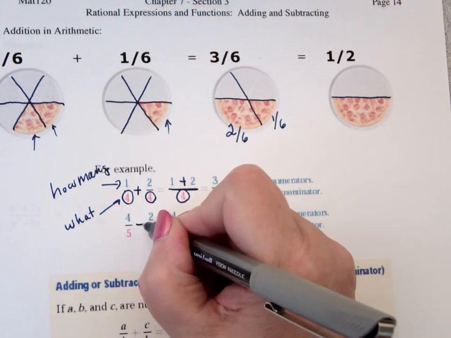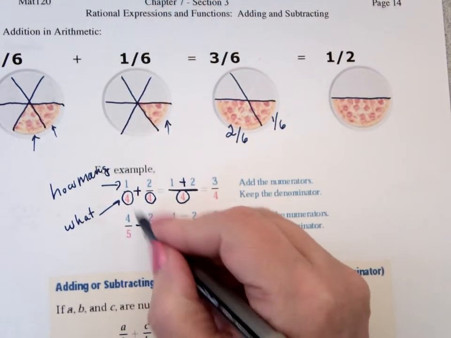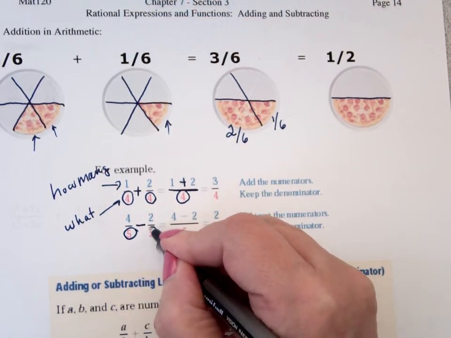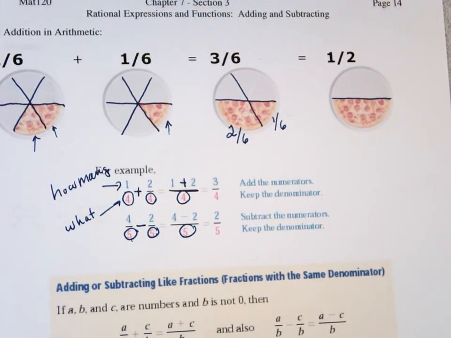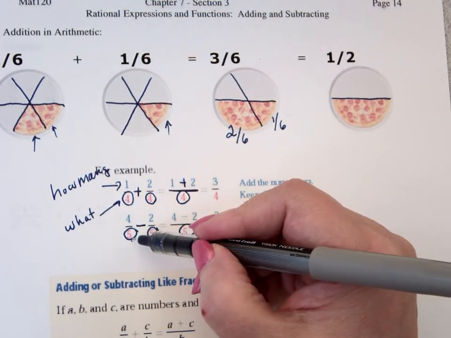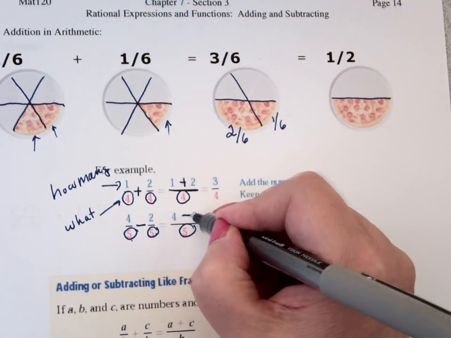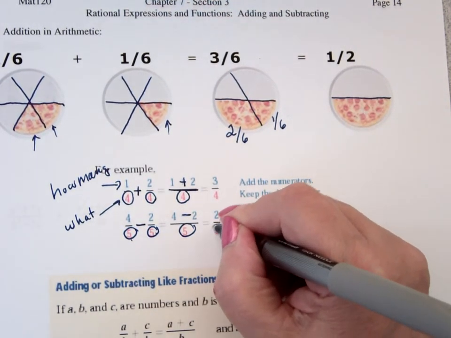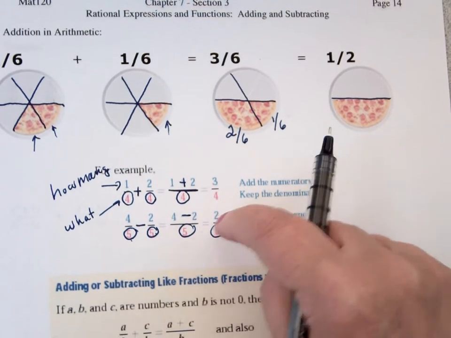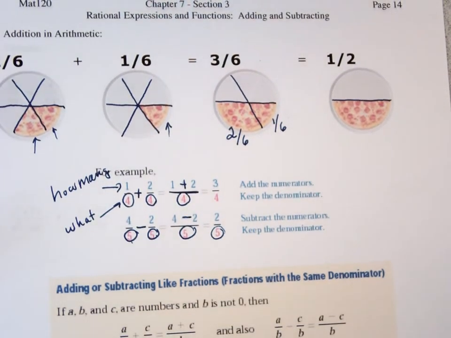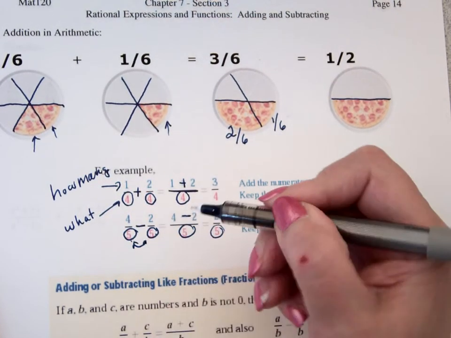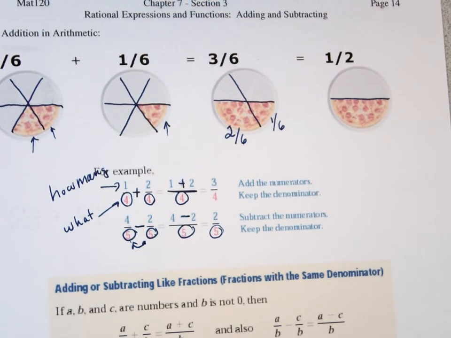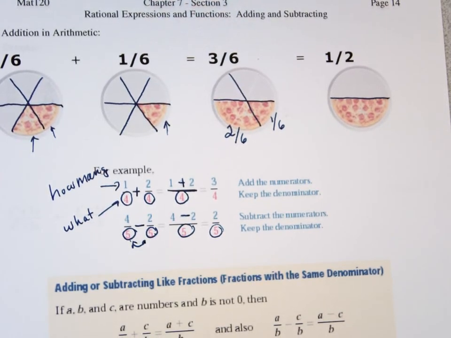Now subtraction works the same way. Again, what am I counting? I'm counting fifths. So you notice these two are the same, so I can count them. How many do I have? I have 4 of them. I'm taking away 2 of them. How many of them do I have? I have 2 of them left. So if I have 4, somebody takes away 2, how many do I have left? I have 2. But notice, these denominators have to be identical. Otherwise, I can't count them. That's true in arithmetic. That is absolutely perfectly true in algebra.